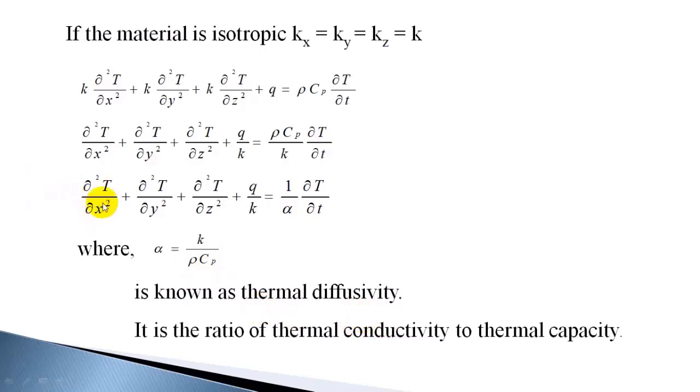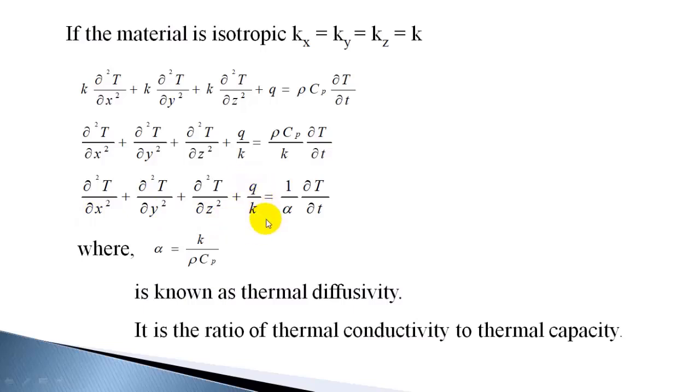So you get the equation like this: del square T by del x square plus del square T by del y square plus del square T by del z square plus q by k is equal to 1 by alpha into del T by del t. So this is three-dimensional. Three-dimensional means all three terms x, y, z; the temperature is changing with x, y, z. So this is the three-dimensional heat conduction equation with heat generation.